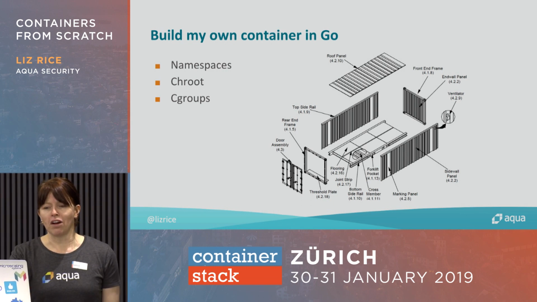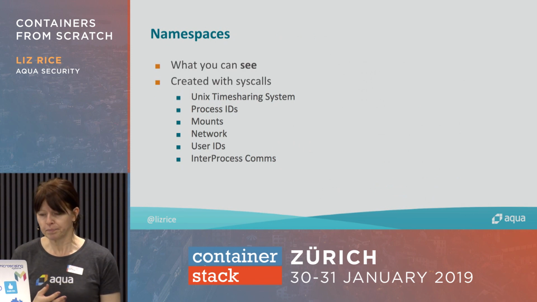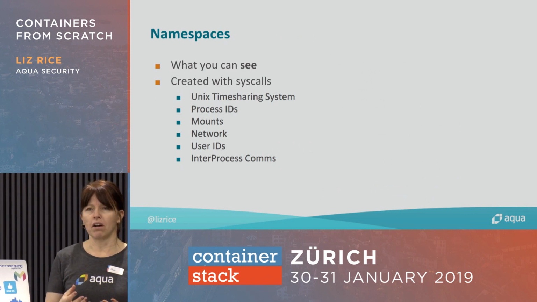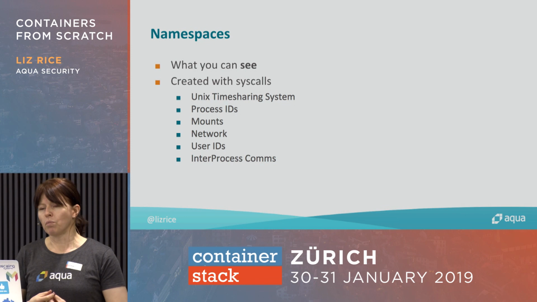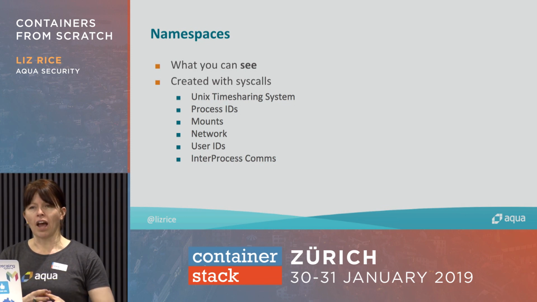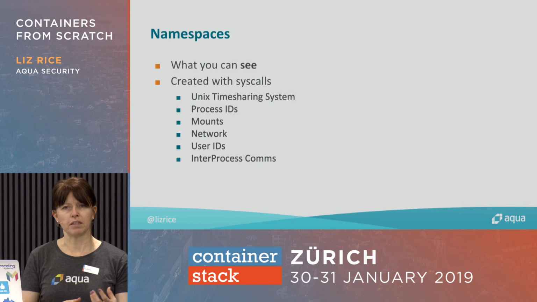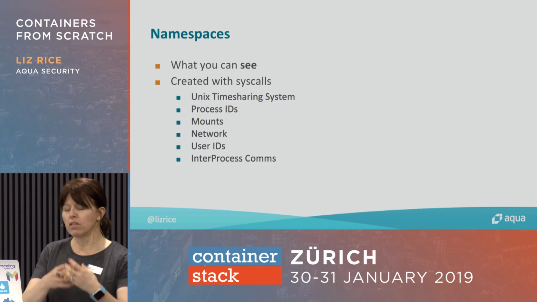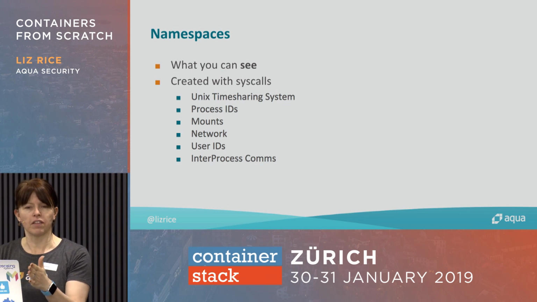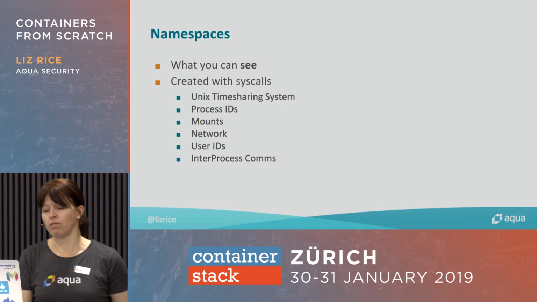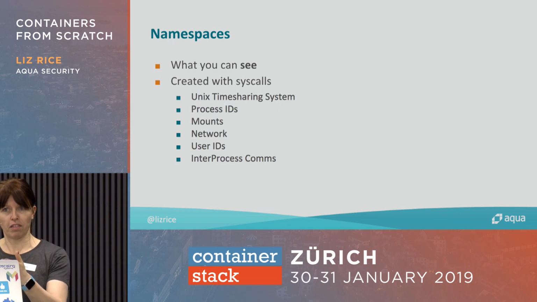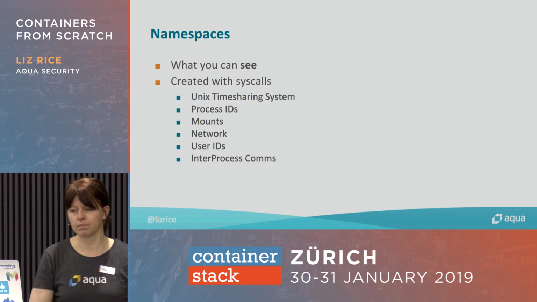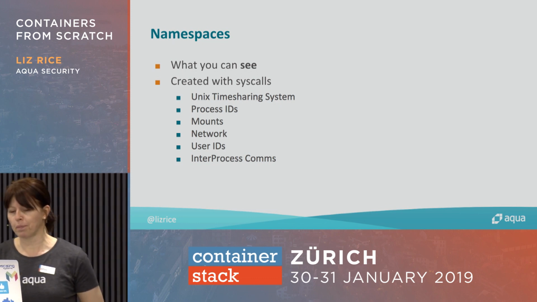Okay, so the first part is namespaces. And namespaces are what a process can see. So when we start with a process, we start assigning it to namespaces which restrict some set of things that that process can see. So, for example, you might have a namespace for process IDs, and if your process is in that namespace, it can only see the process IDs in that namespace. So that's the first bit we're going to code up.